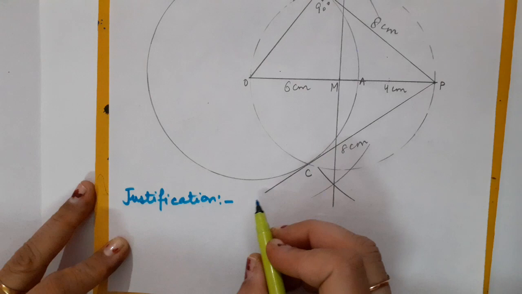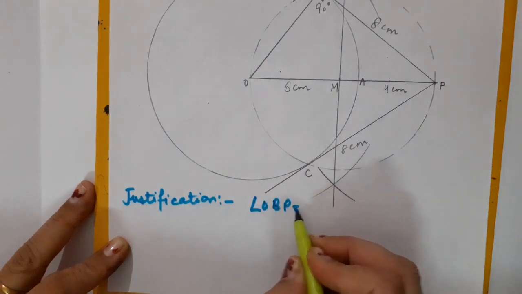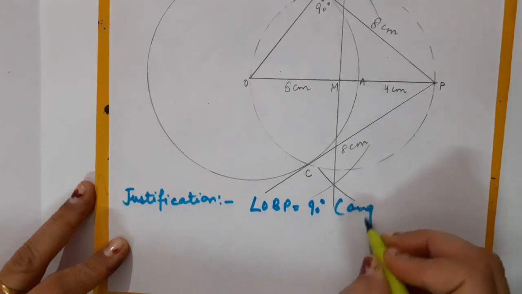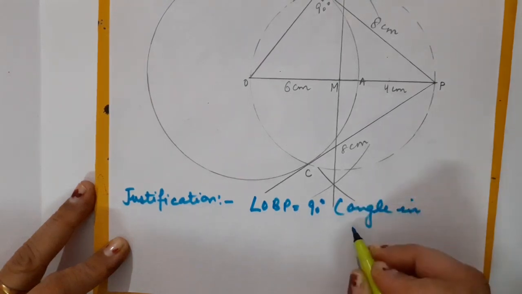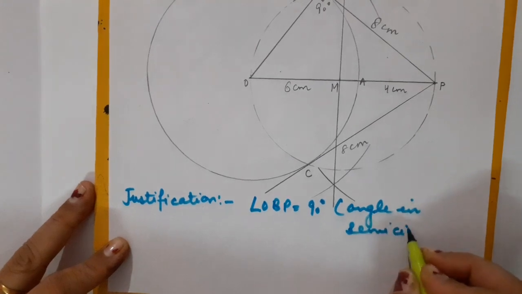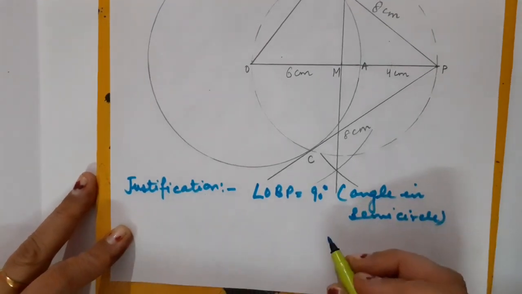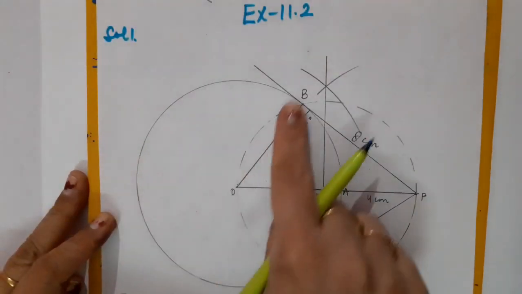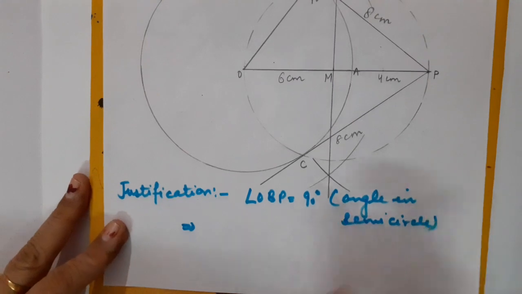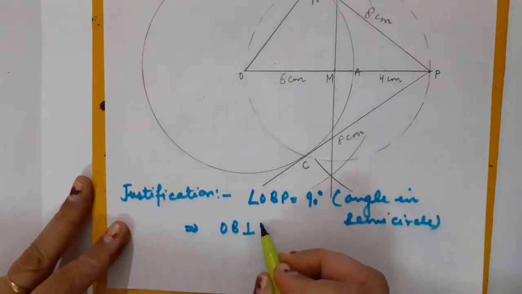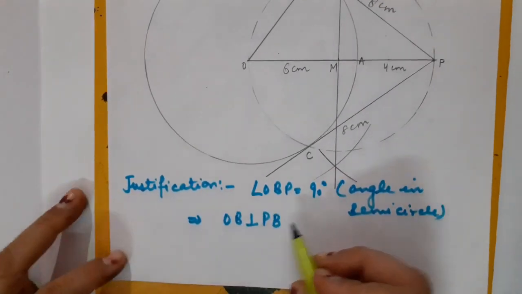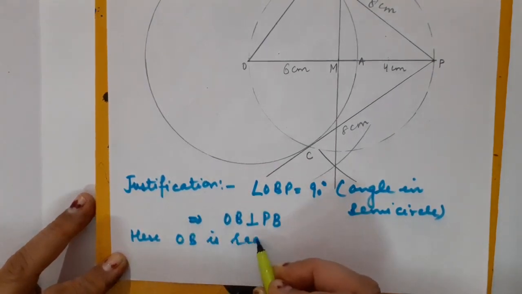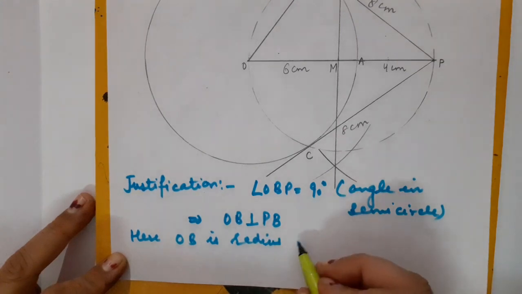Here you can see that angle OBP is equal to 90 degree. Reason, you know that this is an angle in a semicircle. Angle in semicircle. Okay. So what does it imply? It implies that OB is perpendicular to PB. What is OB here? Here OB is radius of the circle.